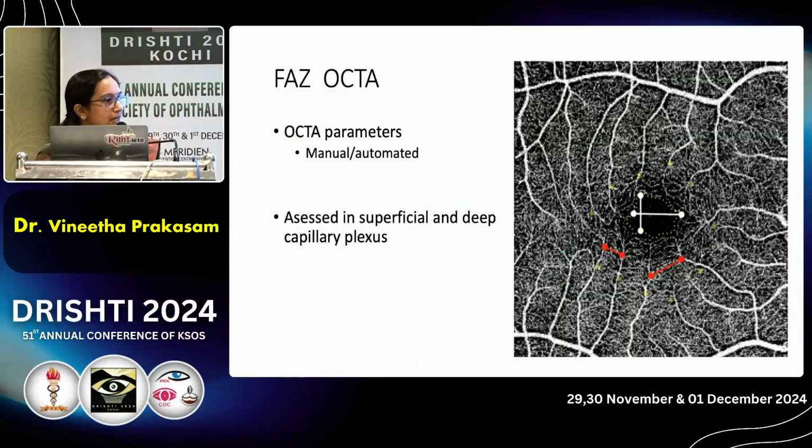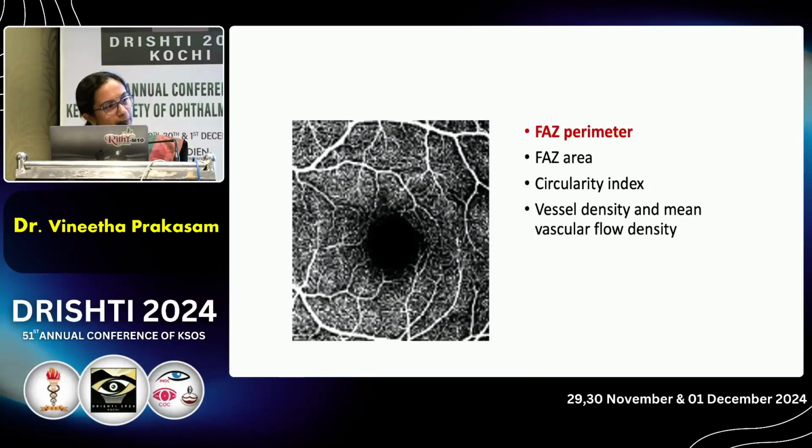Now, once you've corrected the segmentation errors, you're looking for the parameters on OCTA. Some of the machines give automated measurement values. In some of the machines, you will have to do it manually. Advantage over FFA is that you can assess it both in the superficial and the deep vascular plexus. In FFA, primarily, you are able to see only the superficial plexus. Now, what are the main parameters you are looking for? First is the FAZ perimeter. That is a line drawn along the innermost aspect of the vessels in the perifoveal area. The area within this perimeter will give you the foveolar vascular zone area.